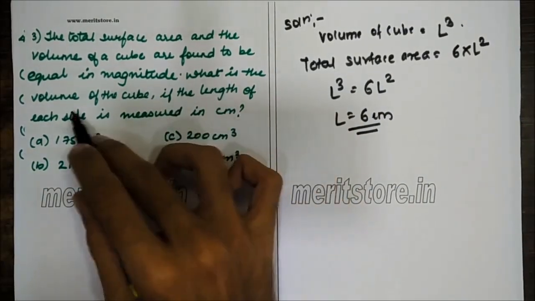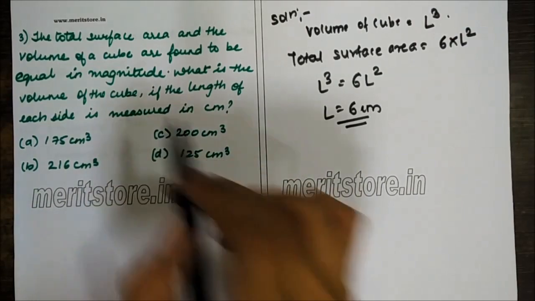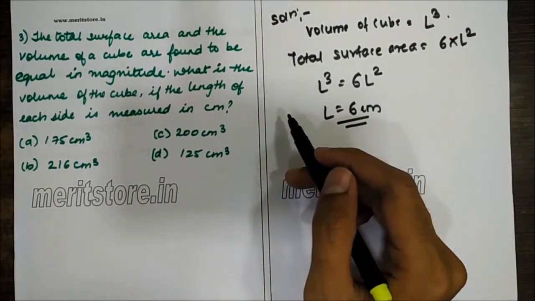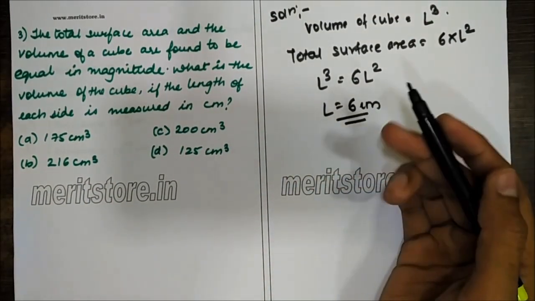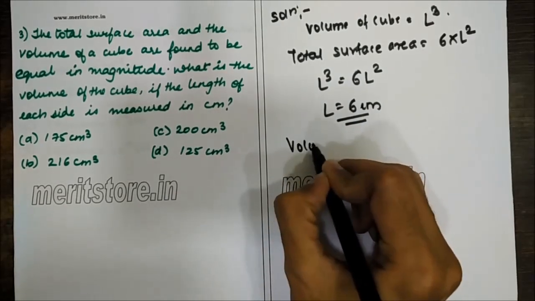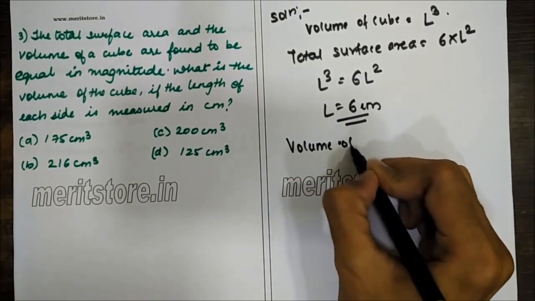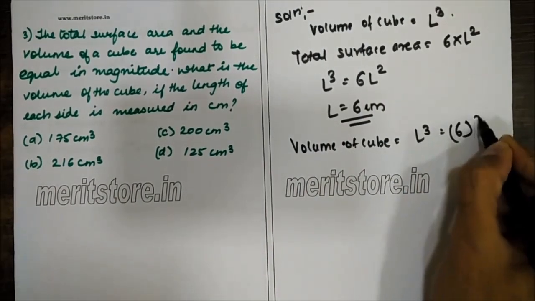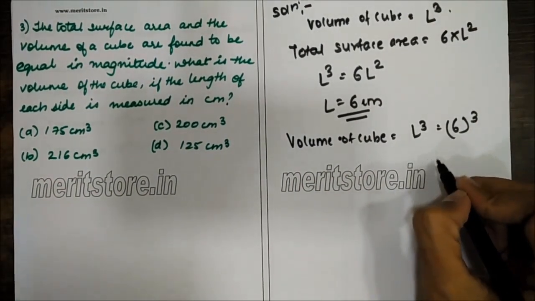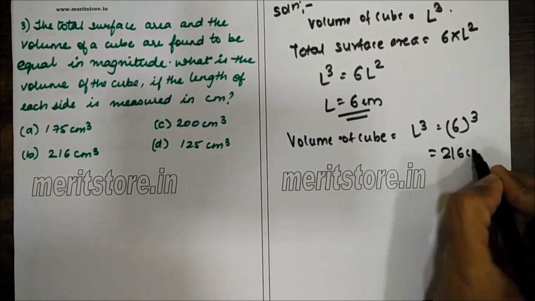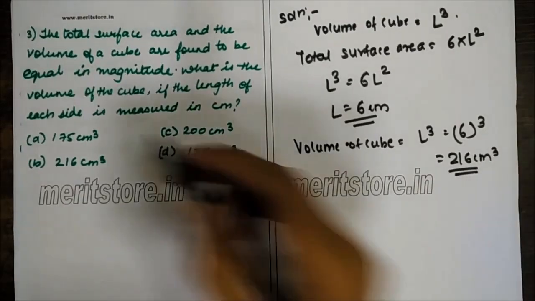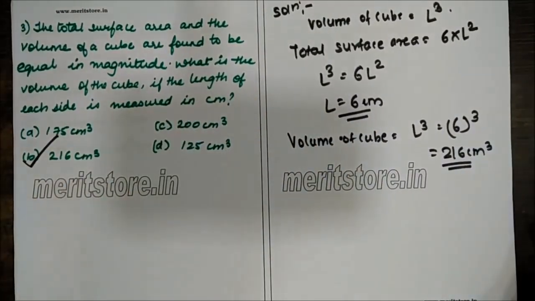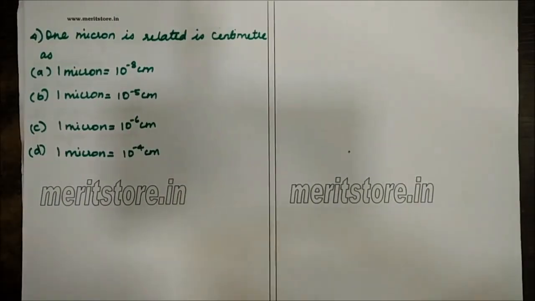What we need to find is the volume of the cube if the length of each side is measured in centimeters. So the volume of a cube equals length cubed, and the length we have is 6, so 6 cubed becomes 216 centimeter cube. Okay, so the correct option is B, 216 centimeter cube.